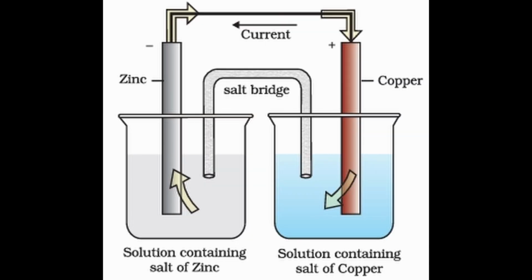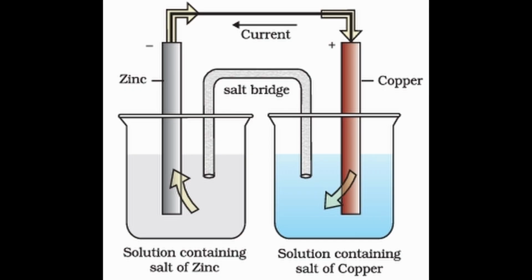Let us begin with the Daniell cell, which is the simplest example of a galvanic cell. In this cell, zinc metal reacts with copper ions in solution. Zinc gets oxidized to zinc ions, copper ions get reduced to copper metal, and this redox reaction releases chemical energy. The key idea is that this chemical energy is converted directly into electrical energy.